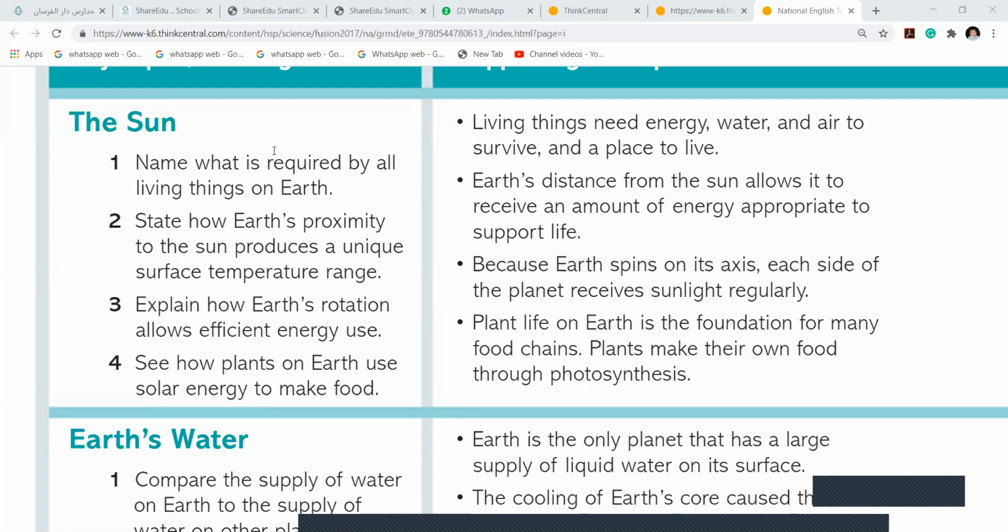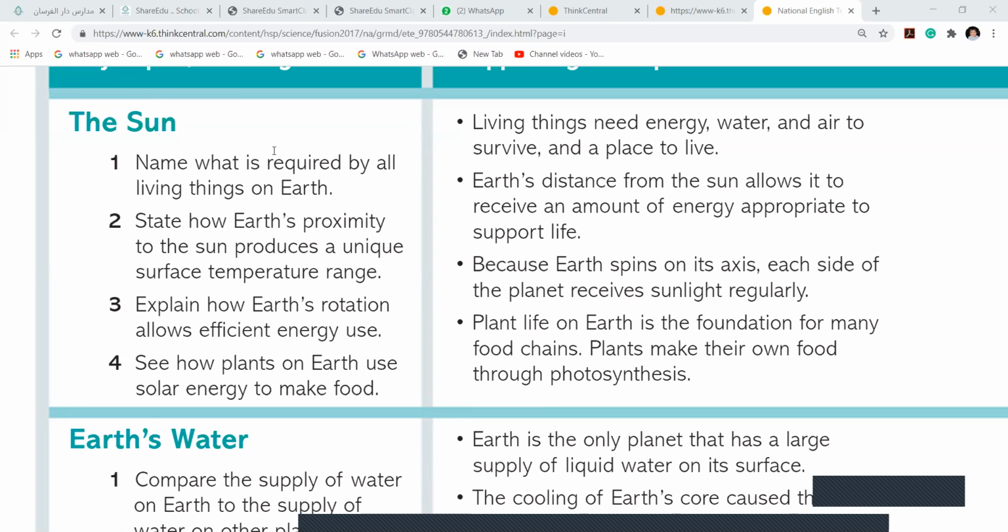Now next, explain how Earth's rotation allows efficient energy use. You all know about the solar system and what is happening. Earth is rotating and revolving. So what is the use of that? Because Earth spins on its axis, each side of the planet receives sunlight regularly. We have day and night. Because the planets are revolving and Earth is rotating, all of the planets will also receive their sunlight.